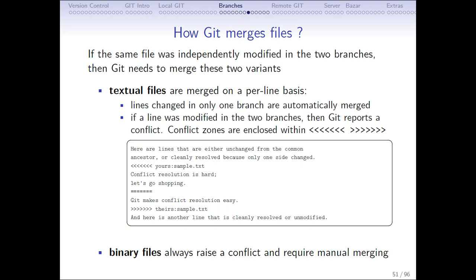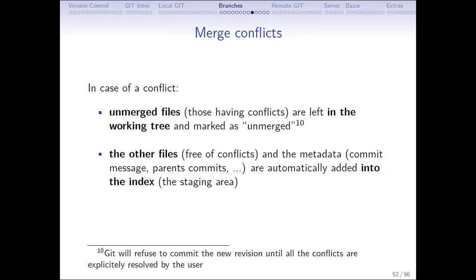So how does Git merge? Actually, there is a concept. Textual files are merged on a per line basis. Lines changed in only one branch are automatically merged. If a line was modified in two branches, then Git reports a conflict. So it should be changed in only one branch, then it will automatically merge. So there is a conflict also. As I told, when there is a change in two branches, then there will be a conflict.